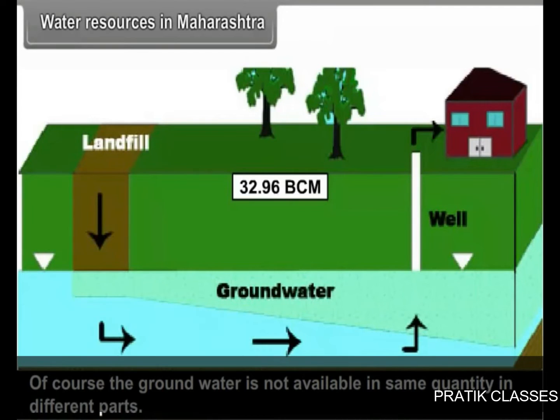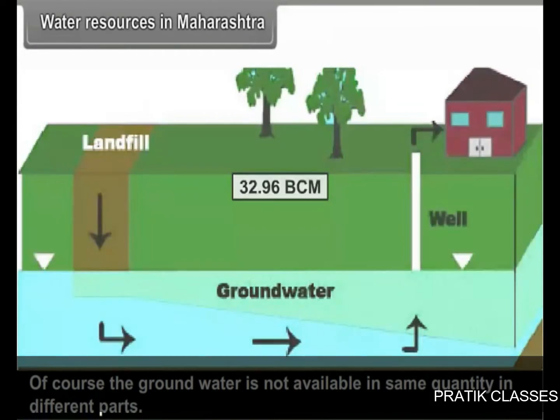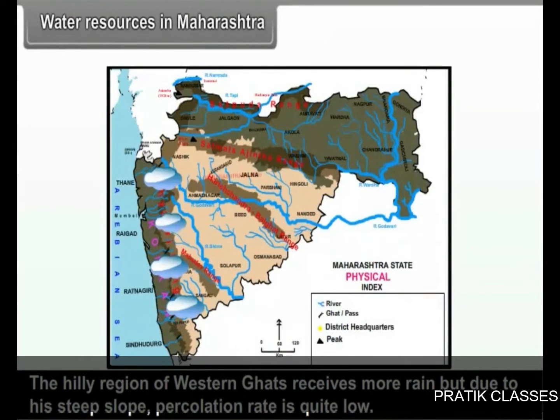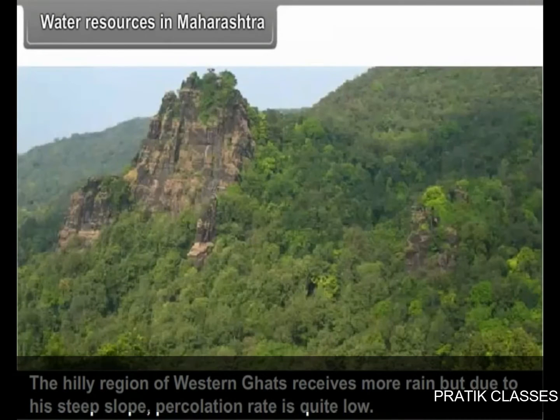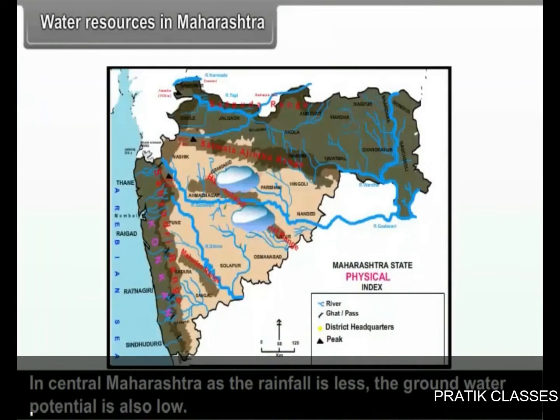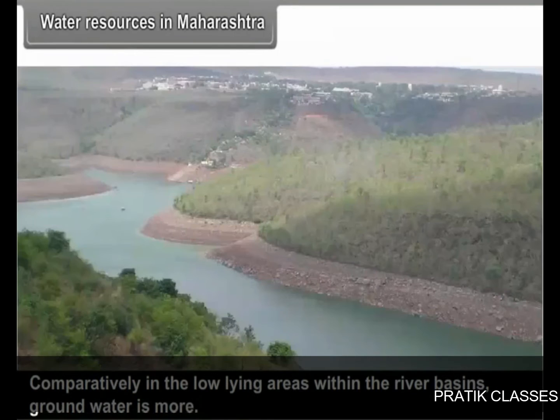Of course, the groundwater is not available in the same quantity in different parts. The hilly region of Western Ghats receives more rain, but due to the steep slope, percolation rate is quite low. In central Maharashtra, as the rainfall is less, the groundwater potential is also low. Comparatively, in the low-lying areas within the river basins, groundwater is more.